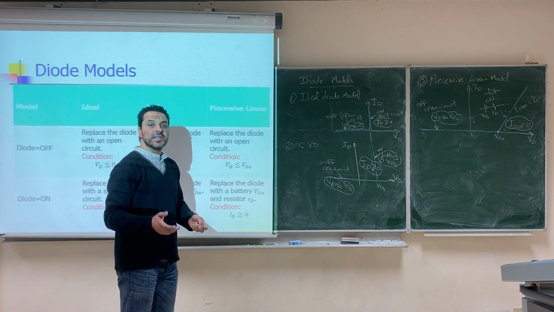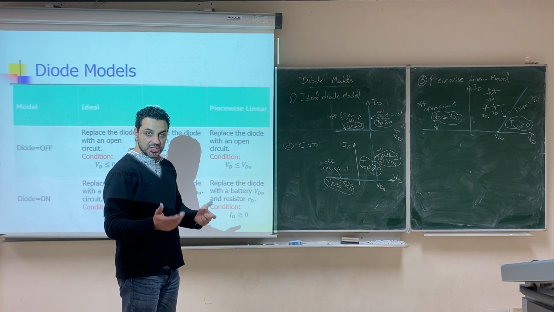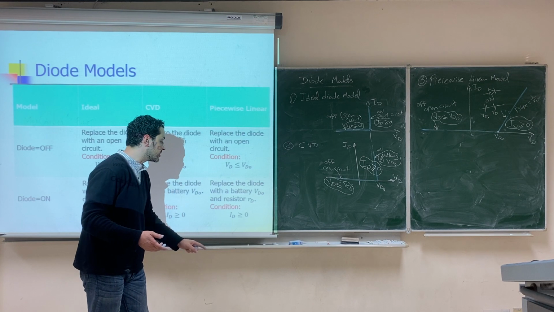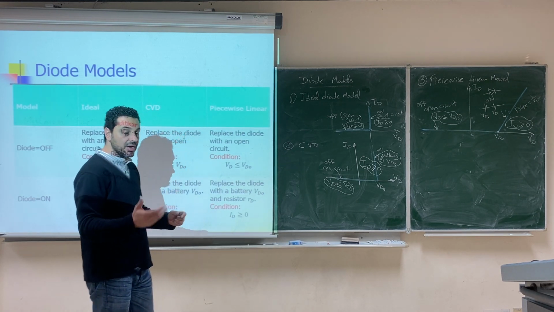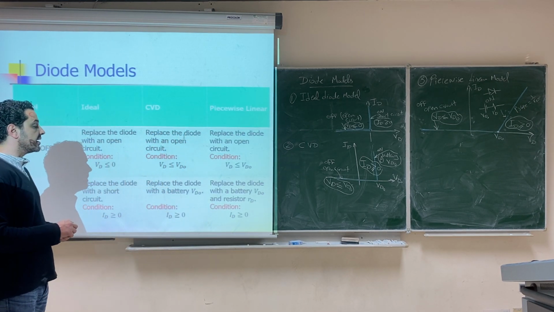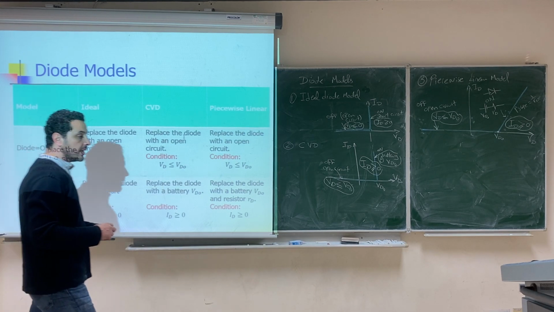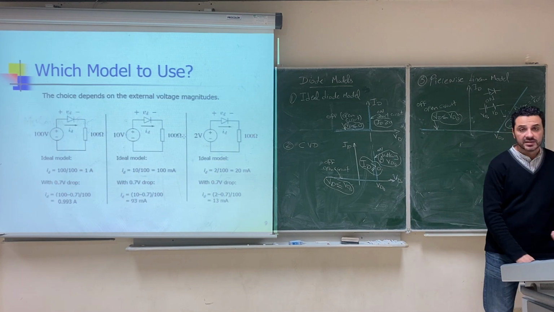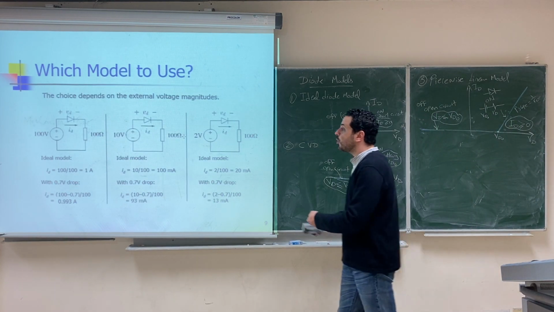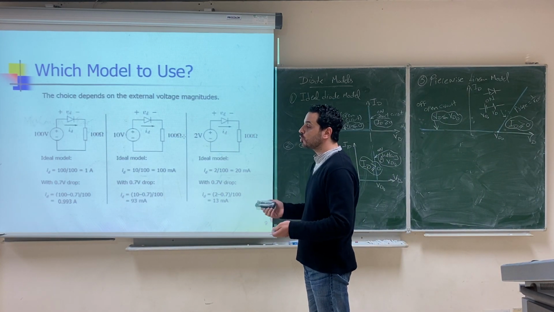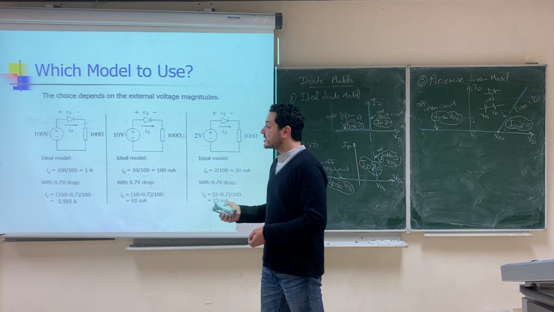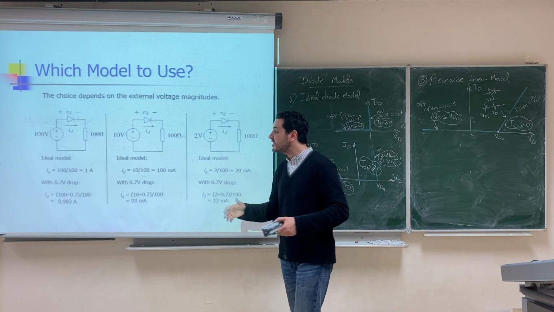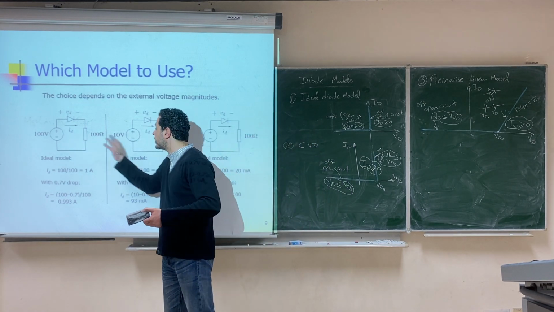In the piecewise linear model, if it is on, you replace it by a battery VDO and the resistor RD, and the condition that it is really on is that the current is greater than or equal to 0. Which model to use? The question that appears here is which model of the three models we should use? The answer to this question is it depends on the circuit. It depends on the external voltage source that you connect to the circuit.